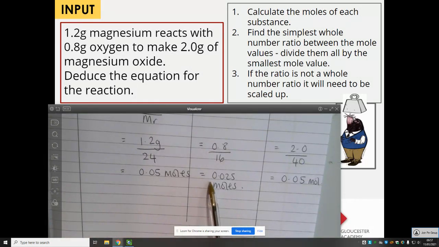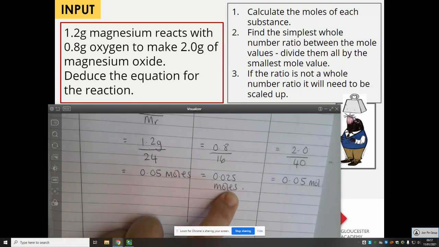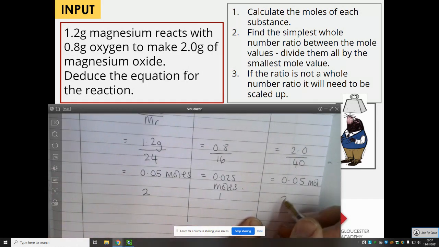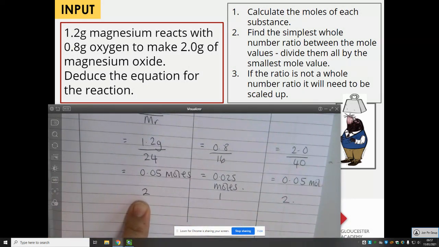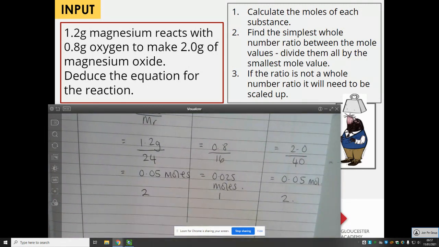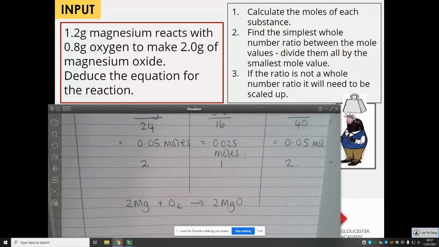So if I divide everything by 0.025, that'll tell me my smallest value. Well, the 0.025 goes into 0.05 twice, once into 0.025 and then twice. So I have 2 moles of magnesium reacting with 1 mole of oxygen to give me 2 moles of magnesium oxide. So therefore my equation must be 2Mg plus O2 to 2MgO. We have a balanced equation, having worked out moles.